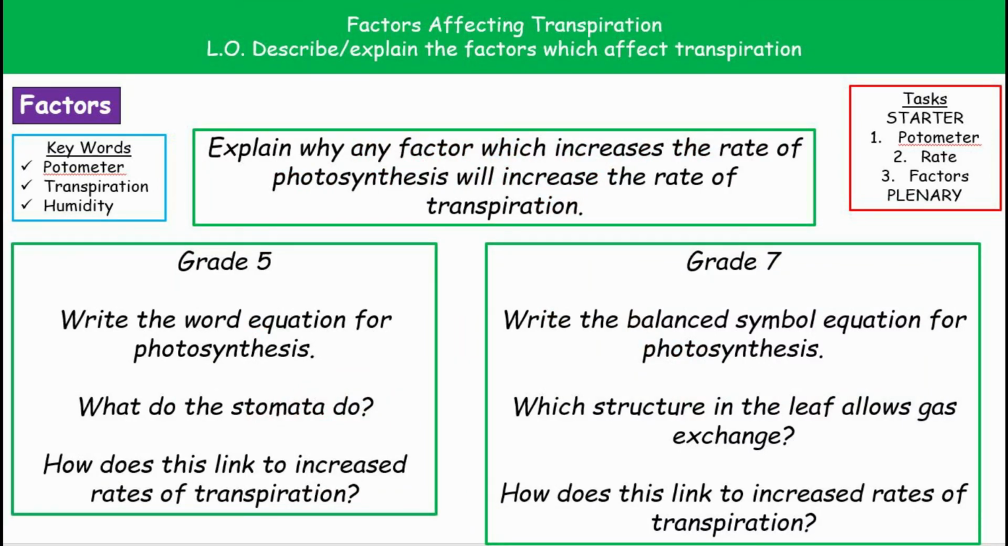Last thing to do today then is have a go at answering this question. Explain why any factor which increases the rate of photosynthesis will increase the rate of transpiration. And to help you out with getting your answers to the right place, those of you aiming for up to grade 5, you've got some hint questions in that left hand box. Those of you aiming for above grade 5, particularly the 7 plus, it's the 3 on the right. Make sure you've included those in your answers. So I'll leave this up for about 3 minutes today, but as always, if you need longer, just hit pause and take as long as you like on your plenary task.